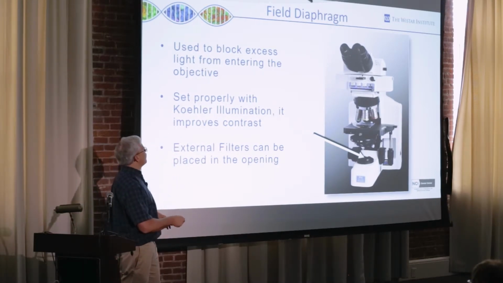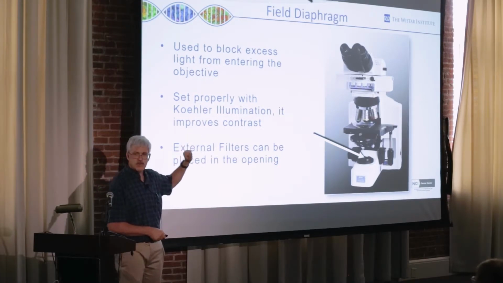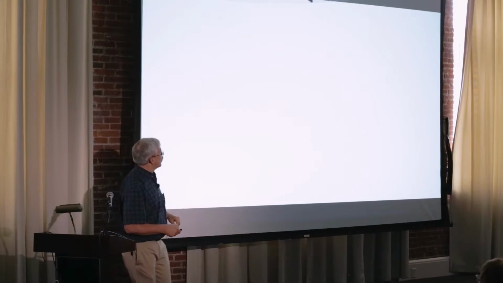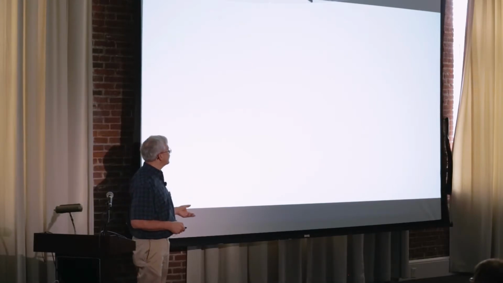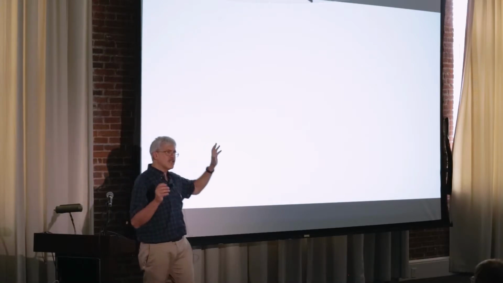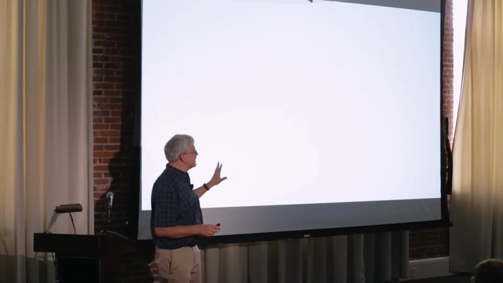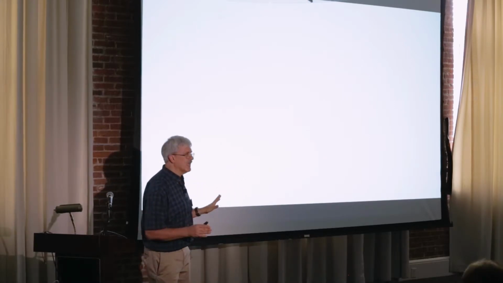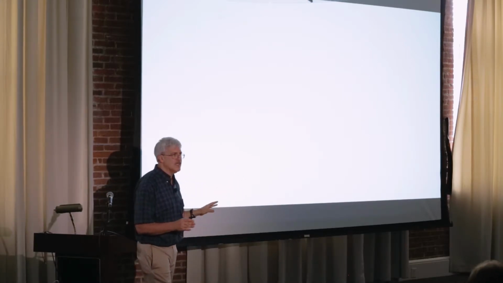To set Kohler properly, we're going to need all the little things that we were just talking about. Kohler illumination kind of starts with the field diaphragm. Oh, I know, we're not quite to Kohler yet. I'm talking about the field diaphragm. What does the field diaphragm do? This is a little demonstration that I made years ago, and I think it really helps explain what the purpose of the field diaphragm is.